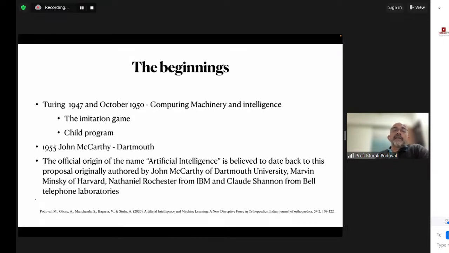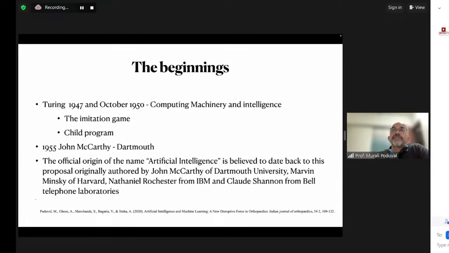Turing in 1947 and in October 1950 wrote a paper called Computing Machinery and Intelligence, which is believed to be the very beginning of AI and ML. He created something called the imitation game, wherein one had to distinguish whether it was a computer or a human giving the response.